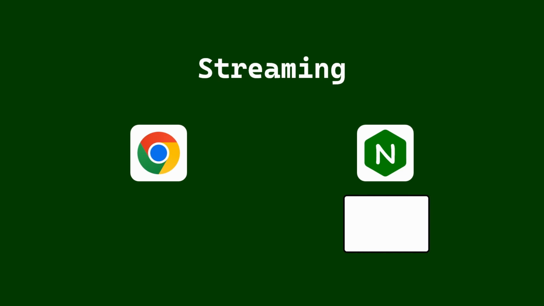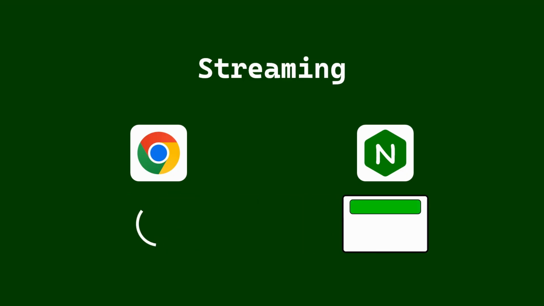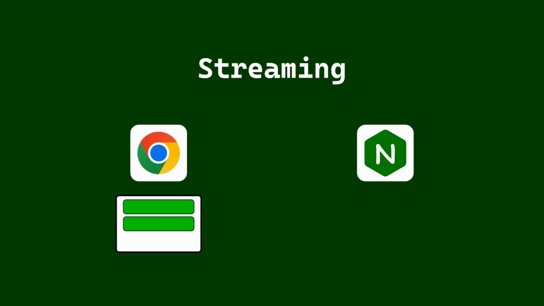The first one of those is called streaming. And what it means is, instead of keeping the client waiting until the page is fully rendered, we send the partially rendered page and then we stream the other components as they are ready.